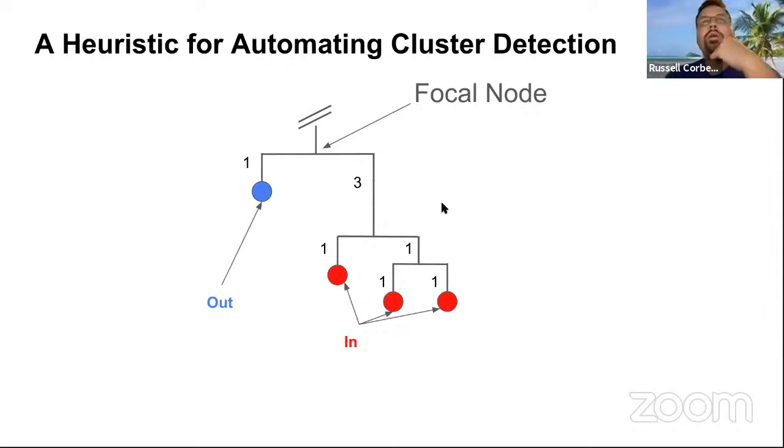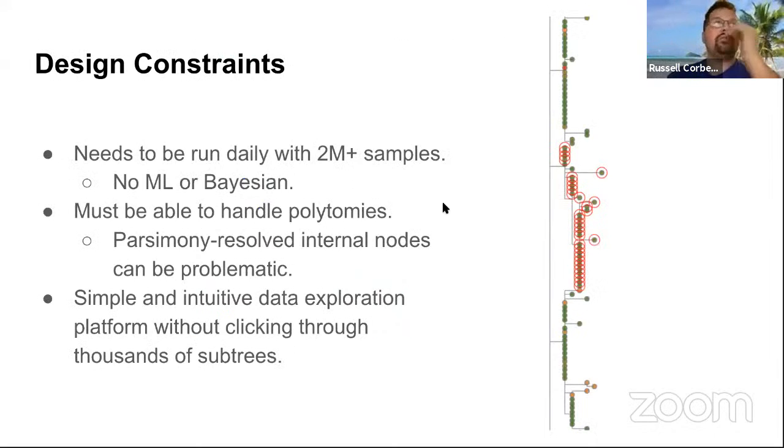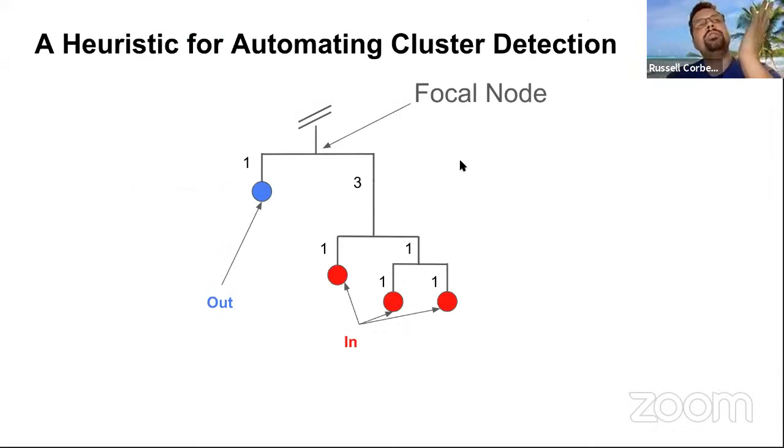Okay, so what do we do? Well, we came up with a simple heuristic for this, right? The nice thing about a heuristic is it can be computed once by traversing the tree, a post-order traversal of the tree exactly one time, which tends to be a very efficient way to do these kinds of things.